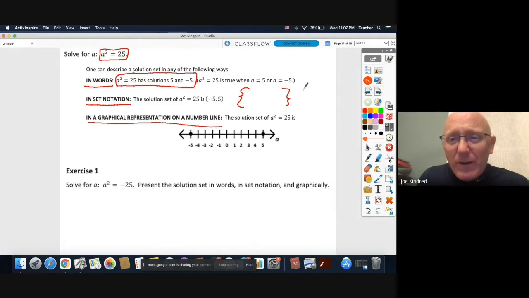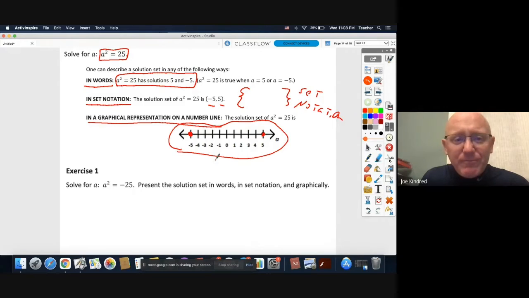These symbols, that's what's called set notation. So you're going to hear us talk about set notation, and those symbols we're going to use. And then graphing, well, that's just a number line. And you notice on this one, to graph the solution set, you have a dot here and a dot here on the number line for the two solutions of negative 5 and 5.